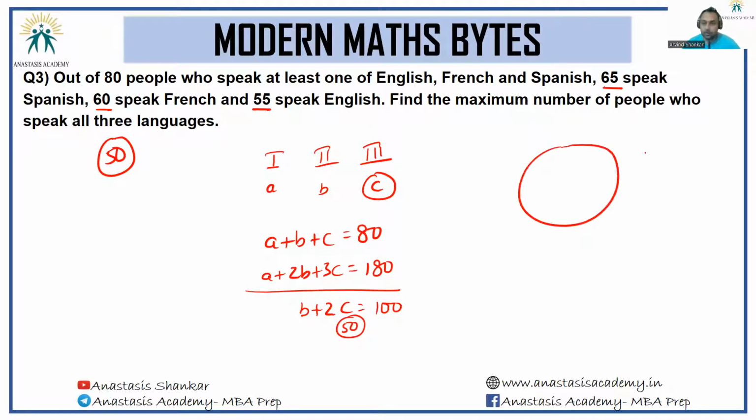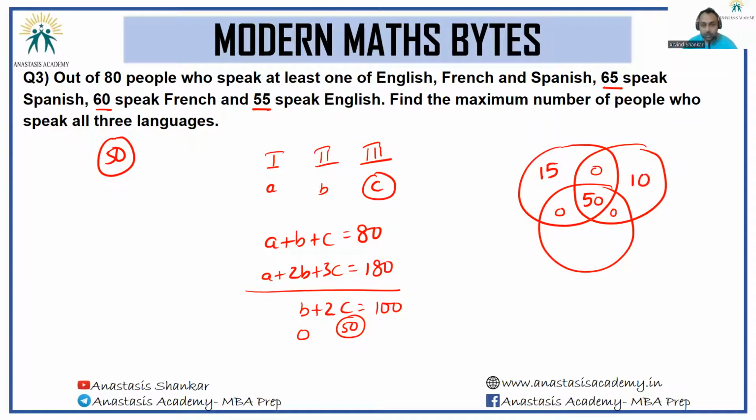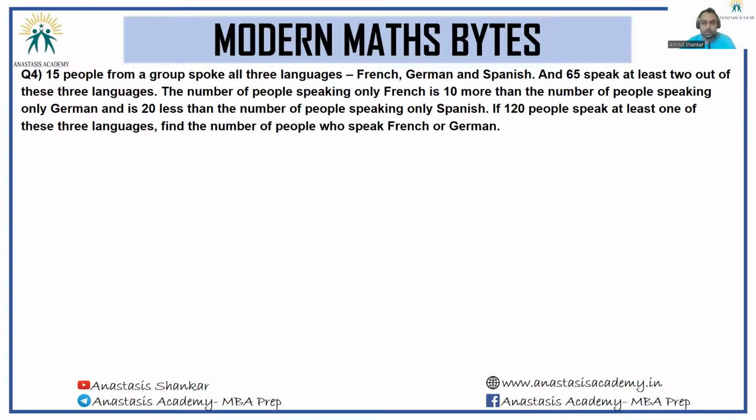How the Venn diagram would look in this case is something like this. You get 50 here. When C is 50, B will turn out to be 0. So if B is 0, these regions are 0, 0, and 0. Now the set which has 65 would have 15 members speaking only Spanish, 10 members speaking only French, and 5 members speaking only English. This would be the max case of people speaking all three languages. Answer will be 50.